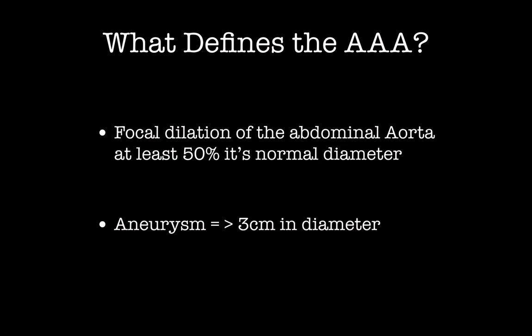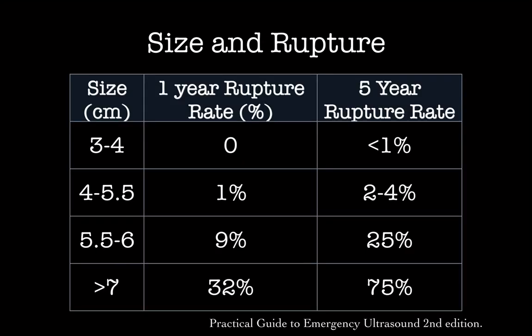But a general rule of thumb is about 2 centimeters. So an aneurysm is anything greater than 3 centimeters in diameter. Now, this leads to some clinical confusion, particularly among clinicians, because most people in their mind remember the number 5.5 centimeters. And the reason is because of this chart here, which shows the risk of rupture dramatically increases at about 5.5 centimeters in diameter.